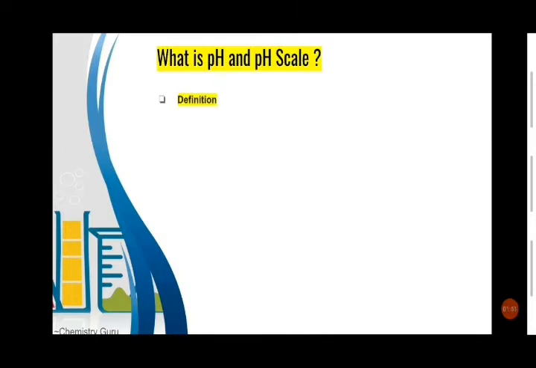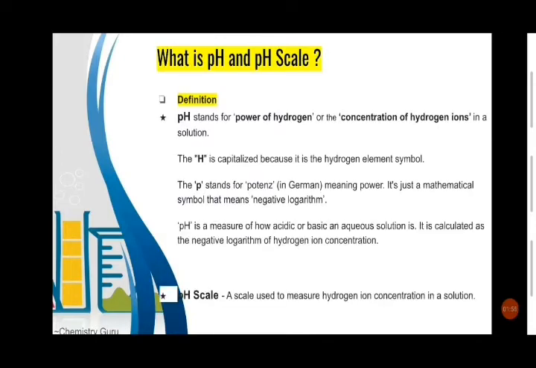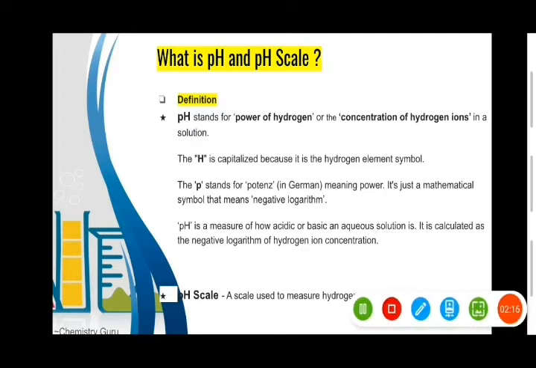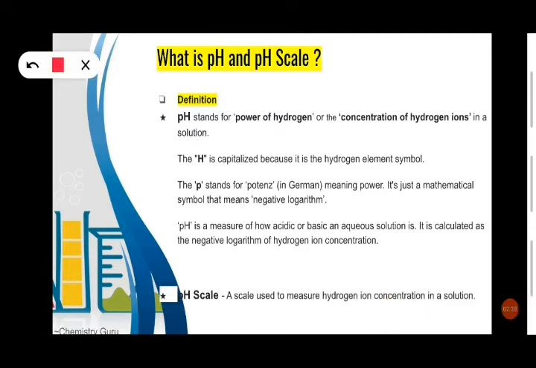Now our next topic is pH. Basically it stands for the power of hydrogen. This letter stands for potence. It's just a mathematical symbol that means negative logarithm. So it means power. This pH overall is showing the power of hydrogen, or the hydrogen ion concentration in a solution. So this is the basic understanding about pH, right?